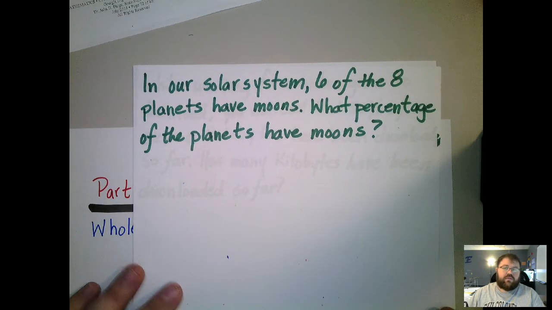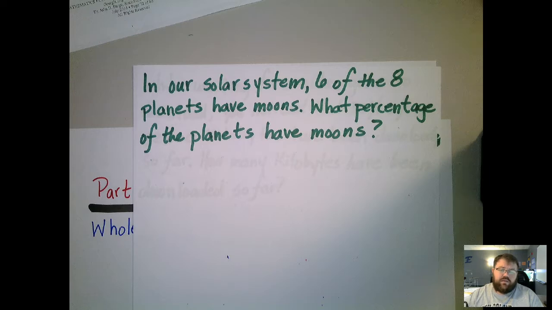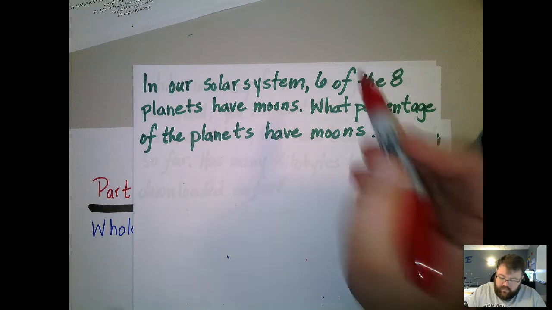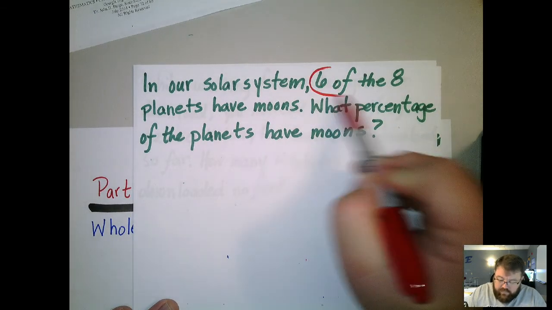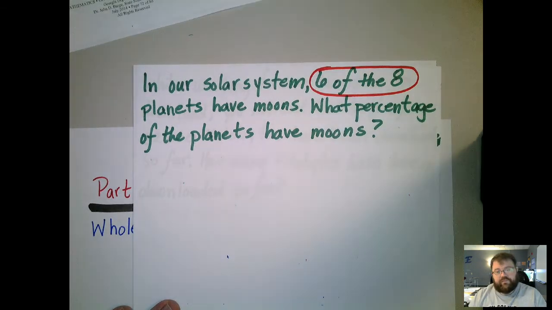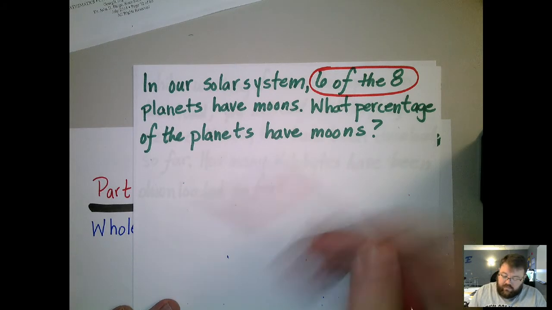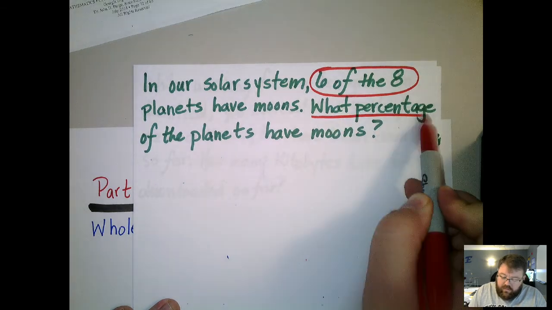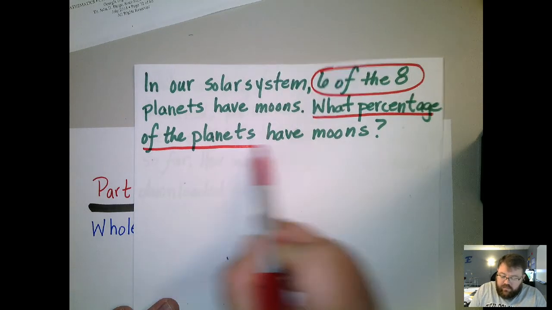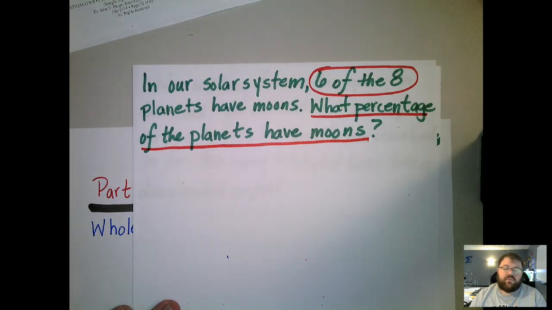In our solar system, 6 of the 8 planets have moons. What percent of the planets have moons? All right, now let's think about it for a second. We are going to first circle all of our numbers. I'm going to just say 6 of the 8. And then you're going to underline your question. What percent of the planets have moons?